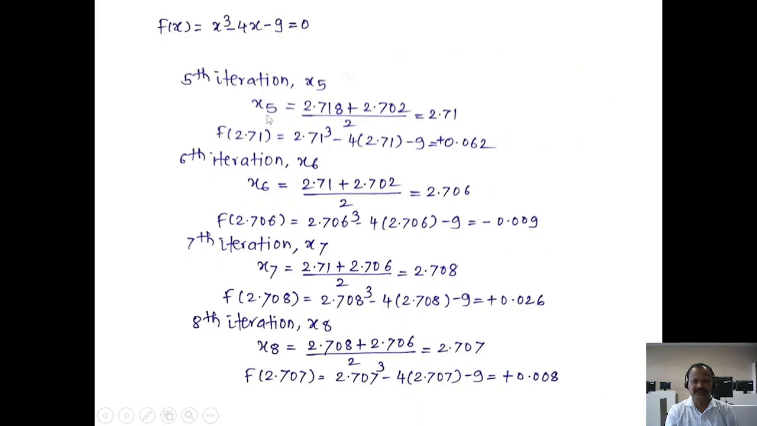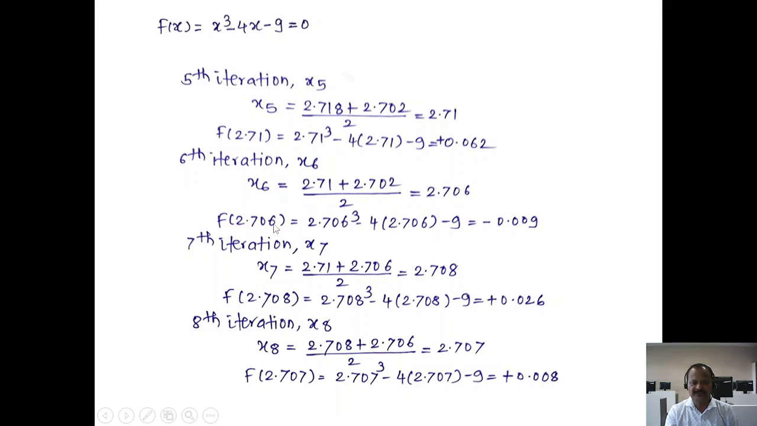So the fifth iteration is 2.718 plus 2.702 divided by 2, which is equal to 2.71. So f of 2.71 is equal to 2.71 cube minus 4 into 2.71 minus 9, and this value is a positive value. So we get a positive value for 2.71 and for 2.702 we have a negative value. So the root lies in between 2.71 and 2.702. So the sixth iteration x6 is equal to 2.71 plus 2.702 divided by 2, which is equal to 2.706.